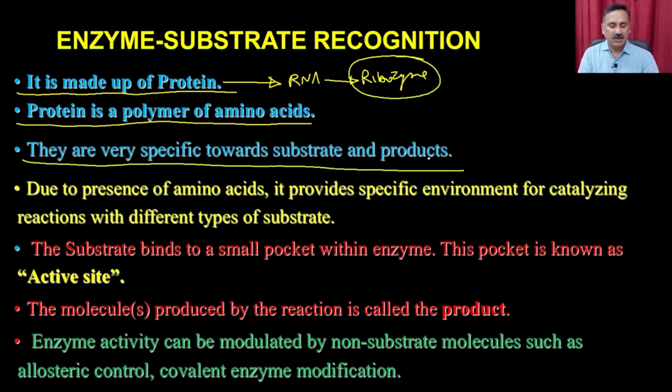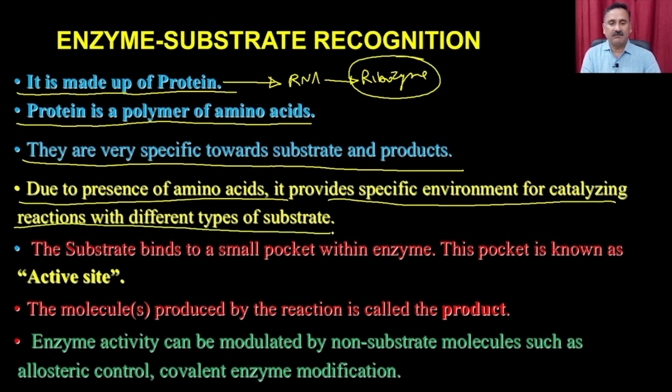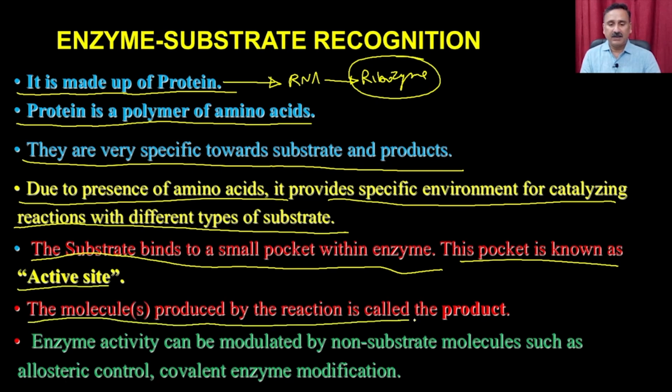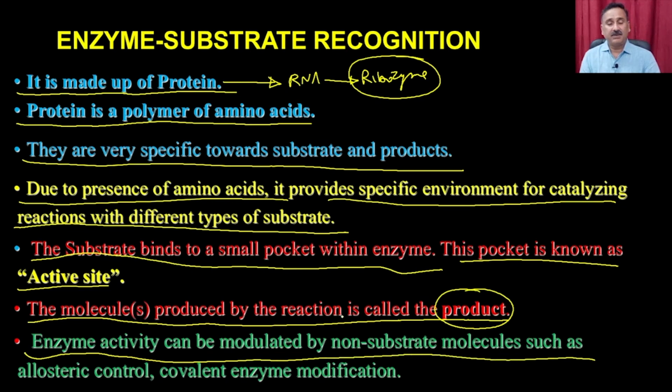So as we discussed just now, the enzyme is recognizing the substrate. Due to the presence of amino acids, it provides the specific environment for catalyzing the reaction with the different types of substrates. And the substrate binds to a small pocket within the enzyme. This pocket is known as the active site. The molecules produced by the reaction are called the product, right? Enzyme activity can be modulated by non-substrate molecules such as allosteric molecules as well as covalent modifications.